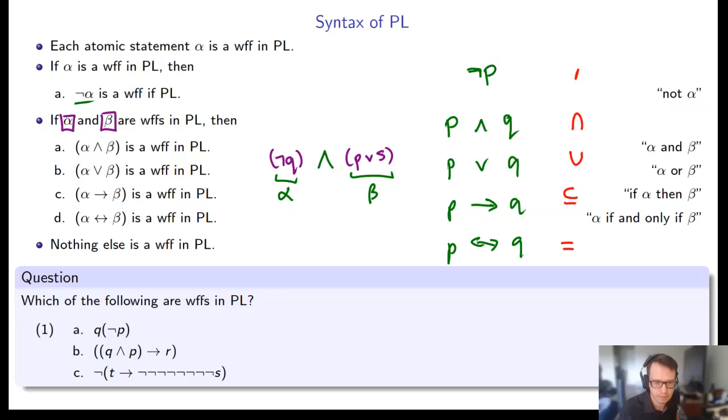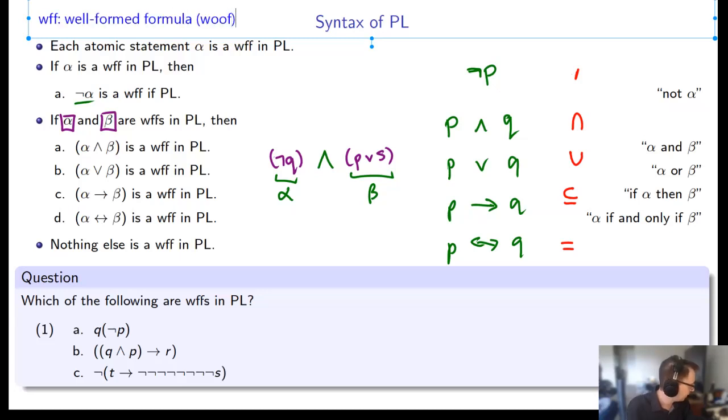What does WOOF stand for again? I'll write this on the top of the page just so we have this here as well. A WOOF stands for a well-formed formula, and it is pronounced as WOOF. So the first two, or the WF, is well-formed.